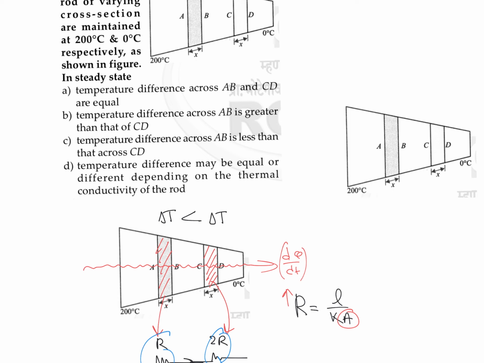So we can write the temperature difference across CD, because the resistance is more and current is the same, will be greater than the temperature difference across AB. So temperature difference across AB and CD are equal, which is wrong. Temperature difference across AB is greater than that of CD, which is wrong. Temperature difference across AB is less than that of CD. So that option is correct.